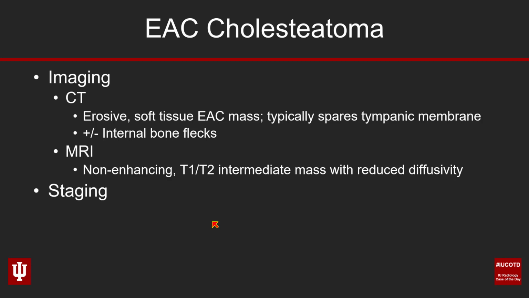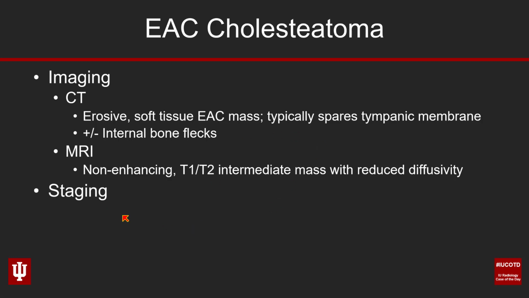These are non-enhancing, non-neoplastic masses. But they tend to be T1 and T2 intermediate, and they will have characteristic reduced diffusivity. So they'll be light bulb bright on diffusion imaging, and we tend to see that much better on the non-echoplanar prep diffusion sequences.